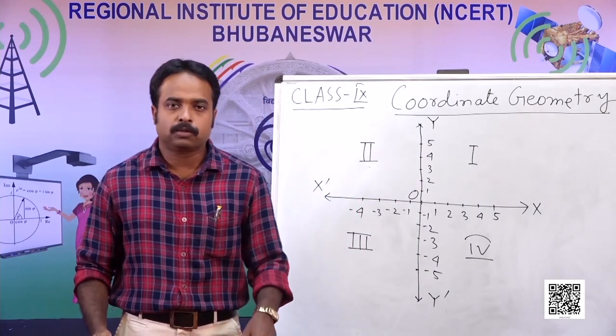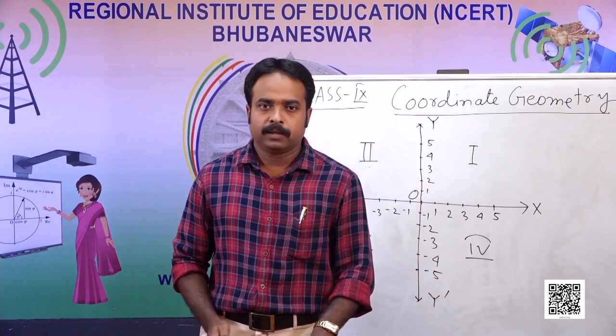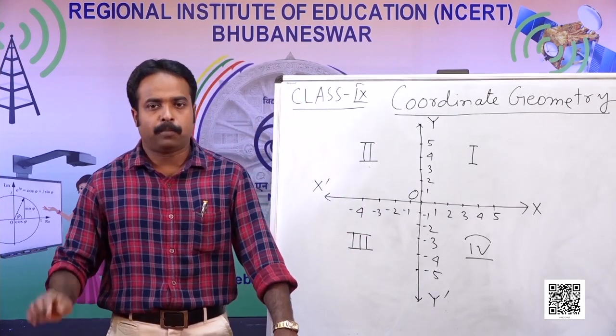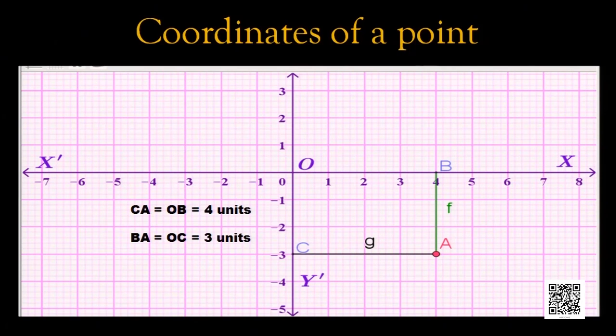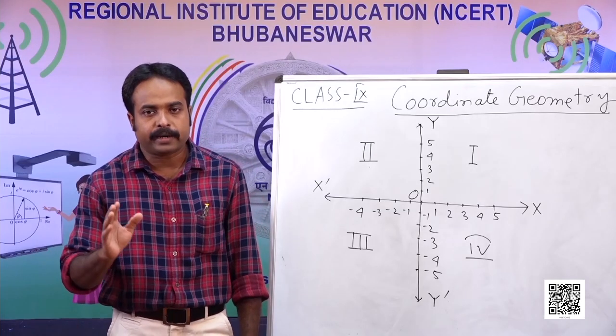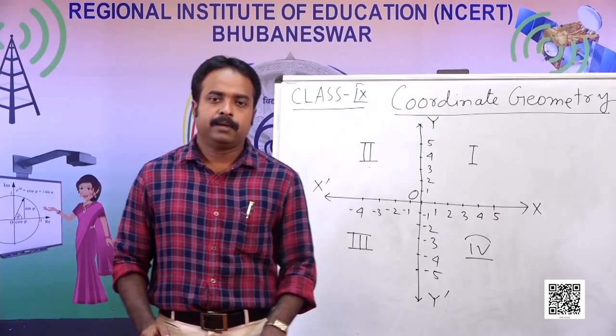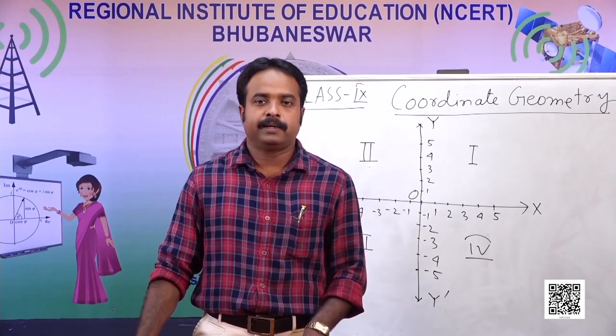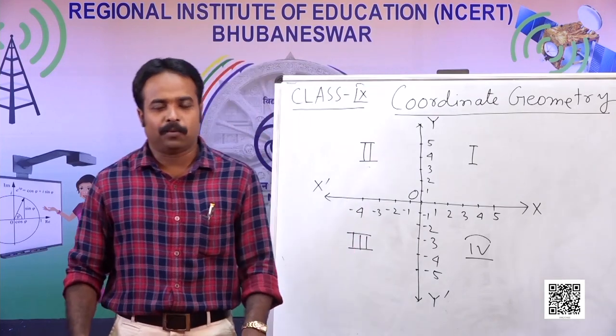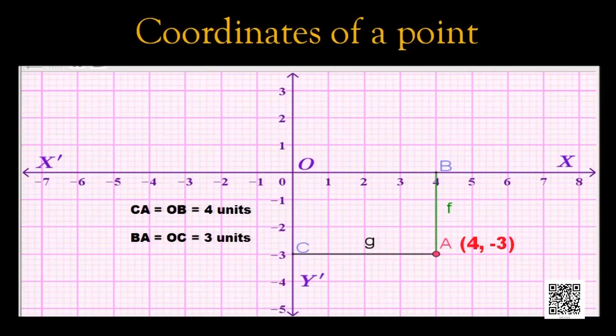So, now let us go to our previous problem, that the distances of the point A from both the axes are 3 and 4, that means 3 from the x-axis and 4 from the y-axis. So, as per our convention, we have to write the coordinates of A. Then, what would be the coordinates of the point A? Yes, you are right. The coordinates of the point are 4, minus 3.